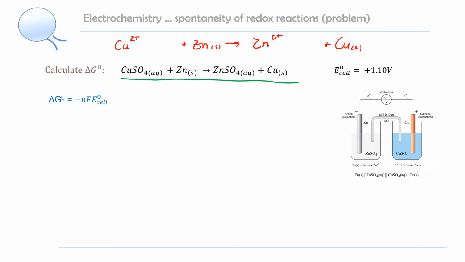We have previously predicted, using standard reduction data tables, the cell potential for that redox reaction. It was a positive 1.10 volts. So now we want to go back to the equation we just talked about: Gibbs free energy change is negative nFE° cell. So let's calculate the Gibbs free energy change here.